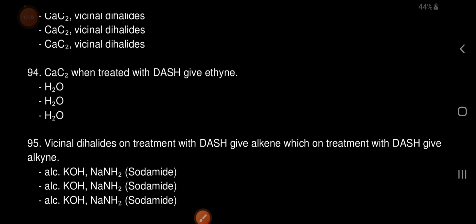CaC2 when treated with H2O gives acetylene. Vicinal dihalides on treatment with alcoholic KOH give alkene, which on treatment with NaNH2 (sodamide) gives alkyne.